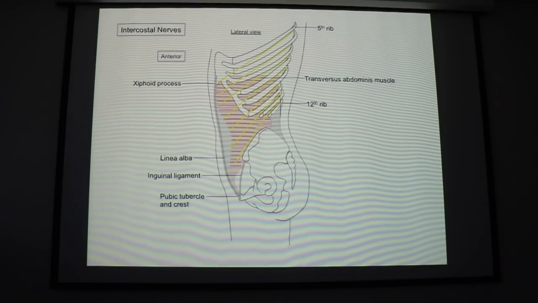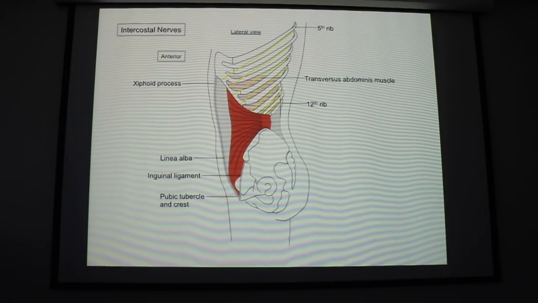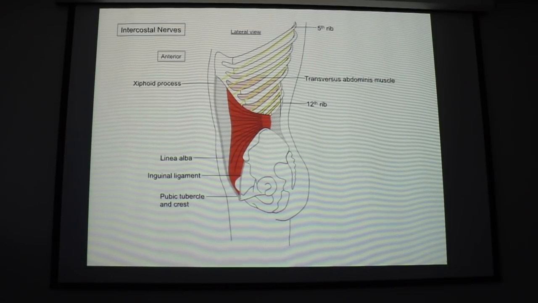And what supplies the external oblique? Nerve supply? They all supply. There's a picture. Now you can see the transversus abdominis and internal oblique, and in between we have these intercostal nerves. You agree?